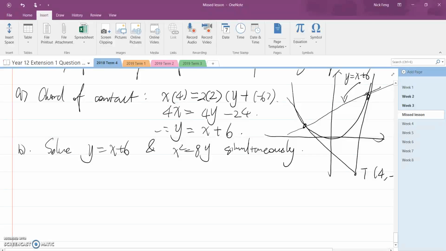So we're going to solve them simultaneously, and when you solve the equations together, you'll get the 2 x values, substitute it back into the y to get the 2 coordinates of your P and Q. So that's the end. Okay, check out this bundle later on for the full solution.